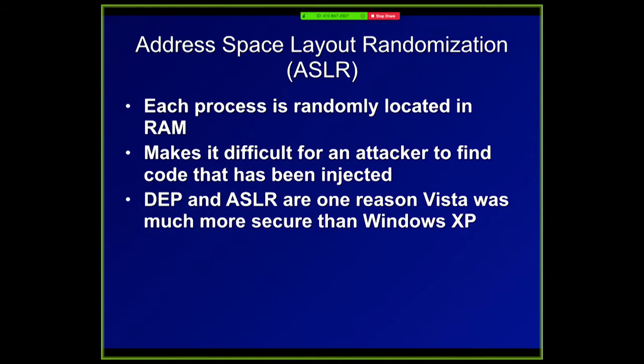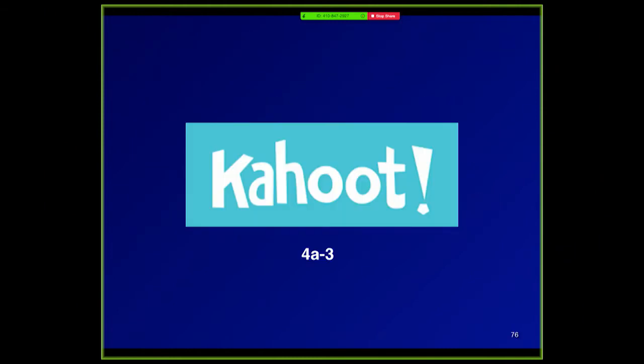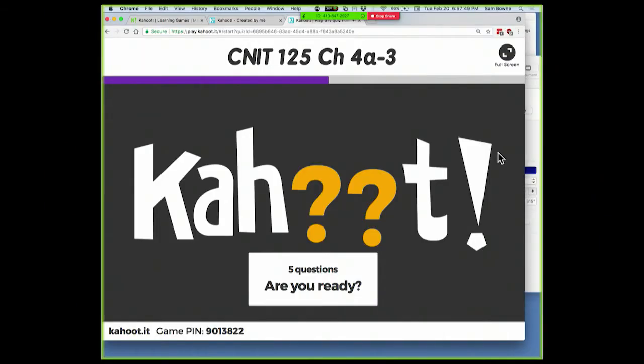ASLR is another one. This way, instead of every program just launching in the first available spot of memory, it randomly chooses a different spot in memory every time you reboot the machine, so you don't know where you are. Every program thinks it's at 400,000, but where it really is, you don't know. And that means it's much more difficult for attacks to work, because if they inject code, it's hard to find where your code went. There are ways around this also, like heap spraying, but again, it raises the bar. And I got a few hoots about that stuff.